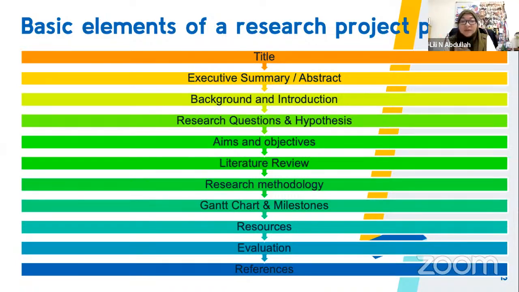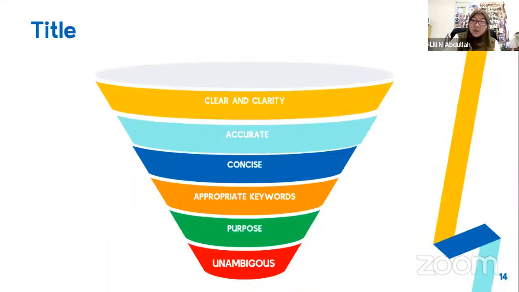Aims and objective, literature review, research methodology, the Gantt chart and the milestones, and the resources that you need, and how do you perform the evaluation. That means the performance. Okay, and then of course some references. Okay, these are the basic elements. I'm not saying this is a must, or that these are the only things. No. Okay, so we will see them one by one.